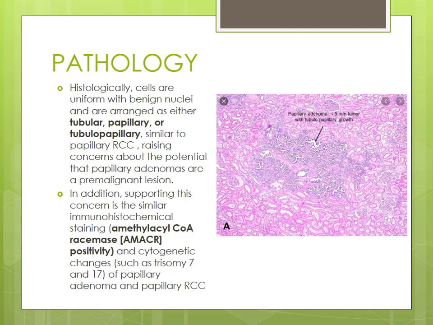On pathology, the cells are uniform with benign nuclei and arranged in tubular, papillary, or tubulopapillary structures, which is very similar to papillary RCC. In addition, papillary adenoma of the kidney also shows staining for alpha-methylacyl-CoA racemase positivity and cytogenetic changes such as trisomy 7 and 17, which are present in papillary RCC as well. So it's very important that this papillary adenoma of the kidney can, with the passage of time, present as papillary RCC.